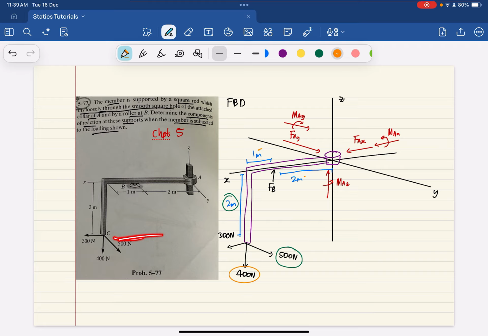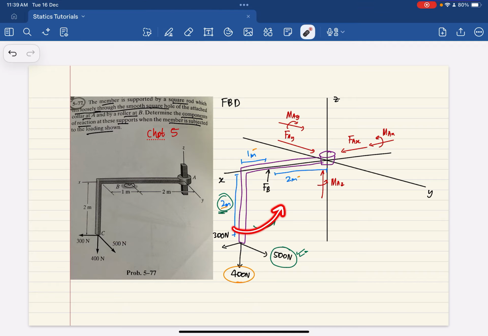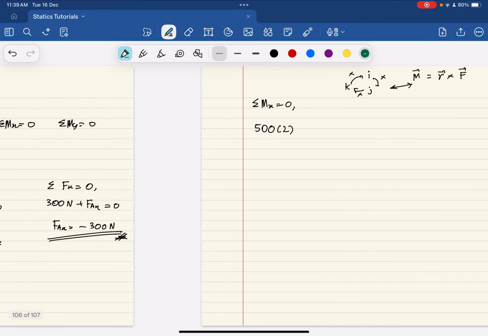Because the distances are lying on the X axis, this 400 Newton and this 2 meter will not generate any moment at all. So the only moment that can be generated is the 500 Newton and the 2 meter that we highlighted earlier. They will only generate a moment along the x-axis itself, right? So basically they'll generate this moment right here. Okay, so I think that's about it.